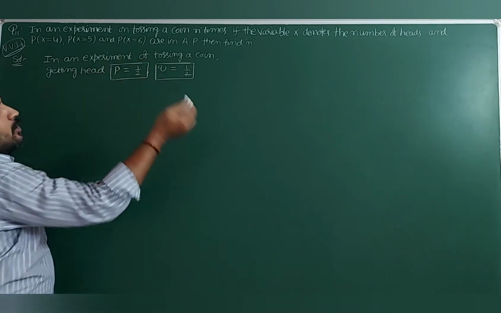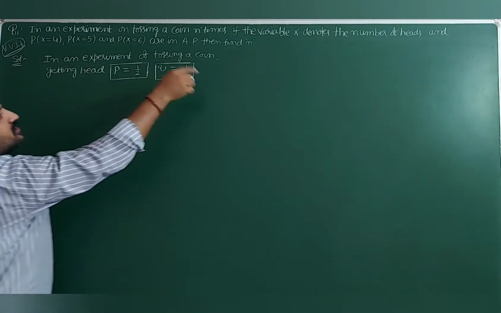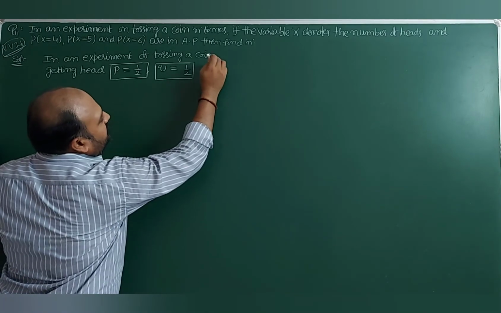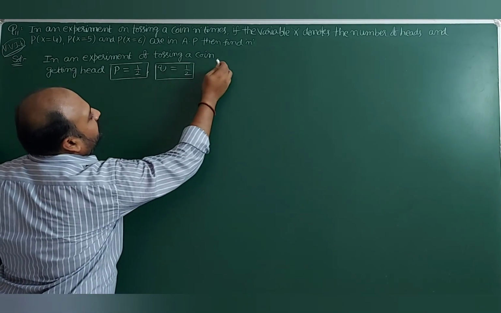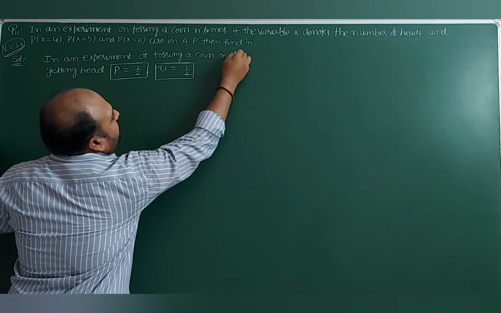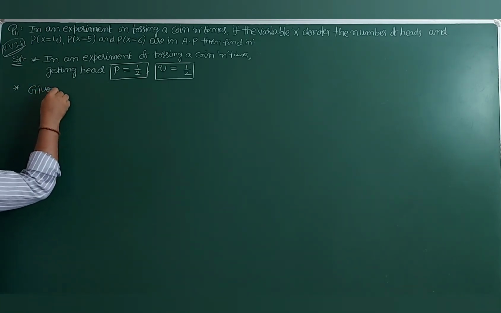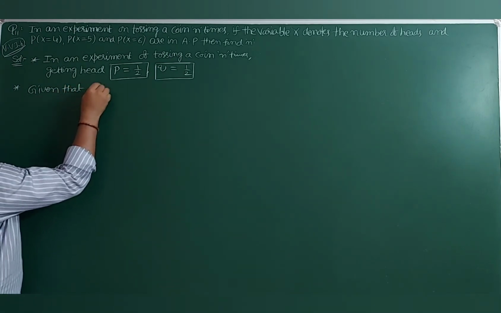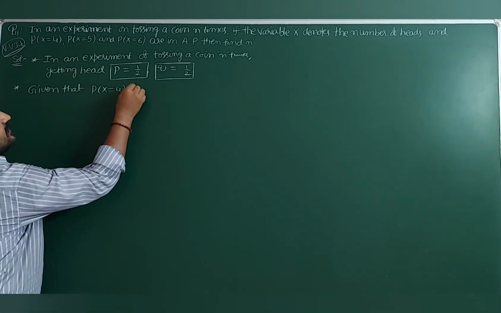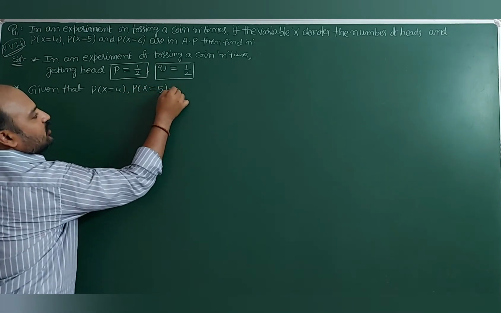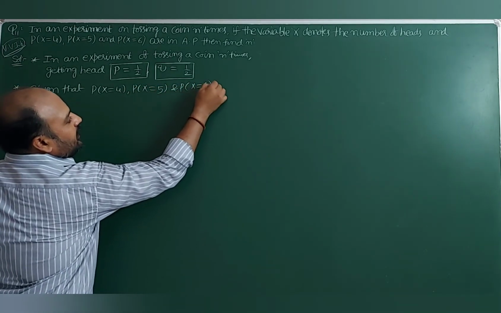So n is equal to n only. They conducted the experiment of tossing a coin n times, getting a head, P is equal to 1 by 2, Q is equal to 1 by 2. This is the first step. Next, P of x is equal to 4, P of x is equal to 5, P of x is equal to 6 are in AP. Given that P of x is equal to 4, P of x is equal to 5 and P of x is equal to 6 are in AP.